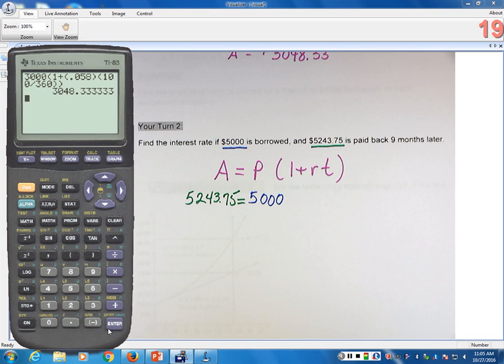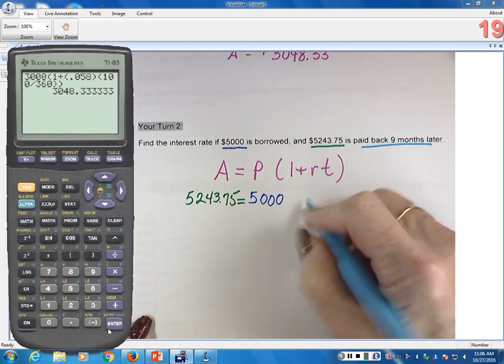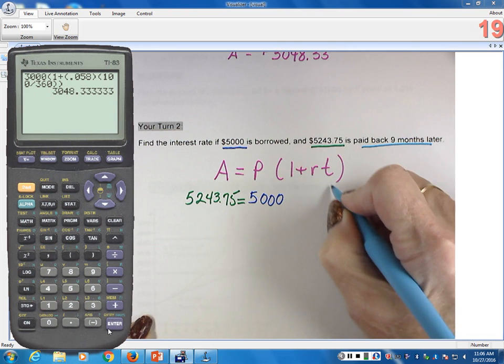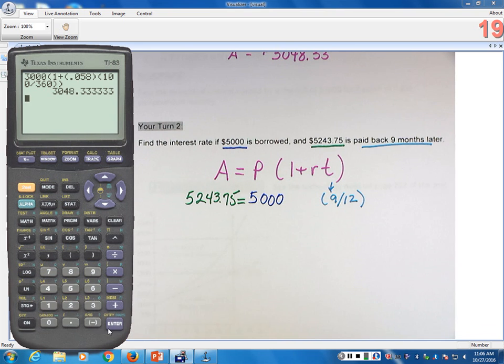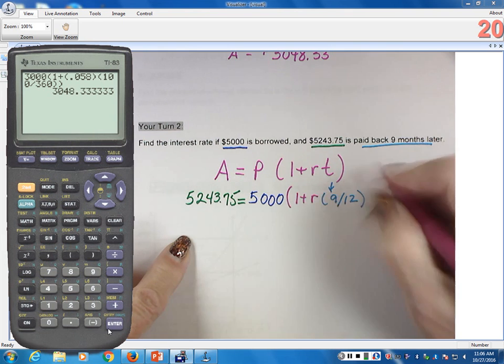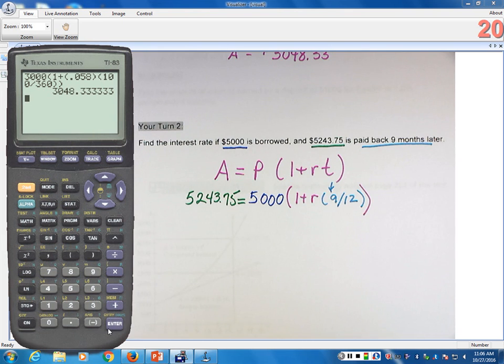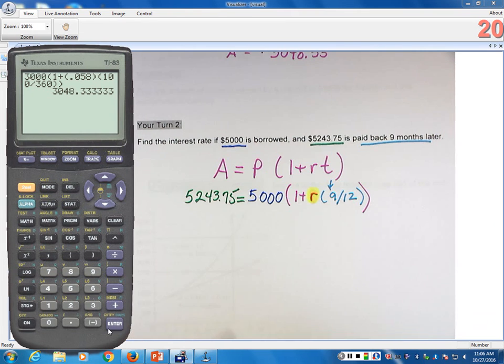And we know that they're going to pay it back in 9 months. So T is going to be 9 divided by 12 months. And again, what we don't know is the interest rate. So that becomes our unknown in the equation. So we're going to practice your algebra skills a little bit and then maybe look at some technology ways that you can do this. So we're looking for that R.